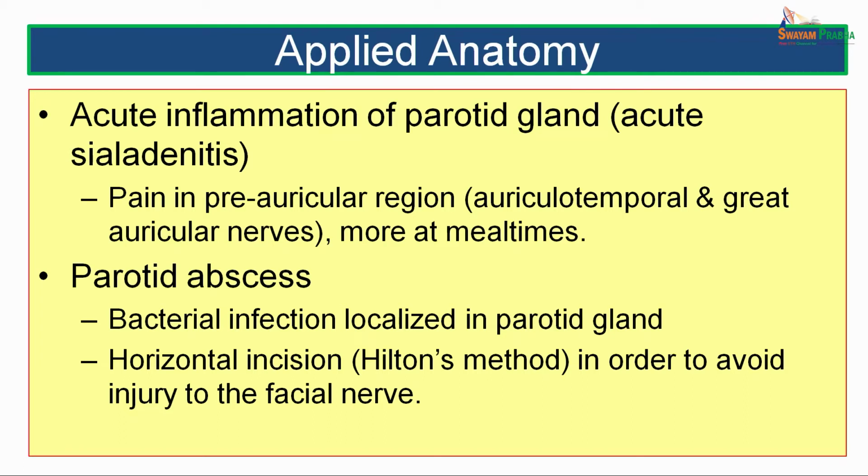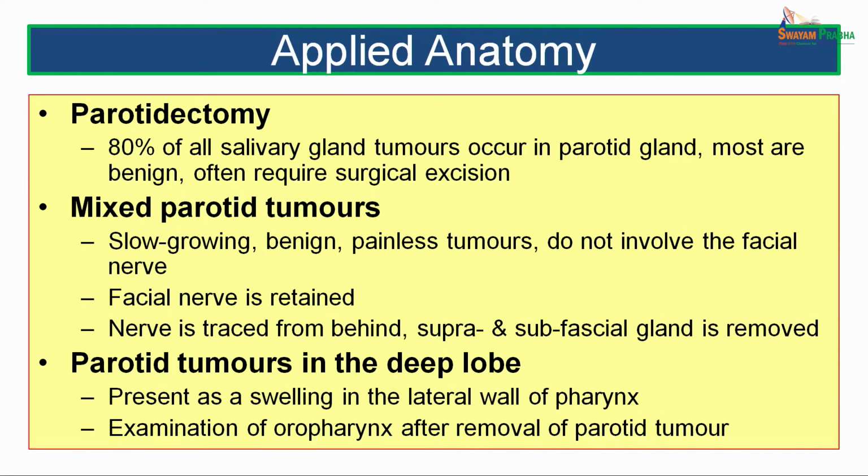Next we study the parotid abscess, a bacterial infection localized in the parotid gland giving rise to a localized collection of pus. This abscess is drained by the Hilton's method by taking a horizontal incision through the gland in order to avoid injury to the facial nerve. Next we see parotidectomy.